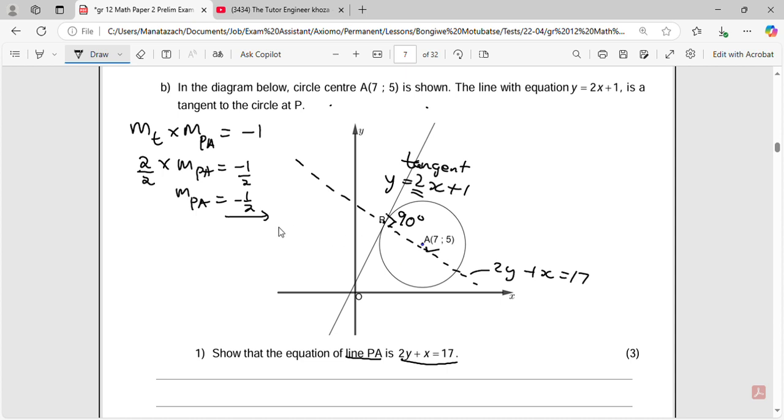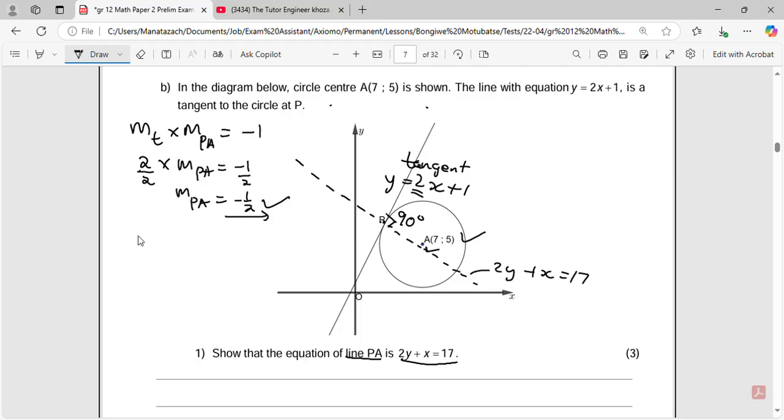So we have the gradient and then we have the point. So there are two ways that you can find the equation. If you have the gradient and the point, you can find the equation of the straight line. Or if you have 2 points, if we had point P, we would have calculated the gradient for PA and then we would have found the equation of the line PA. Now we have everything that we need.